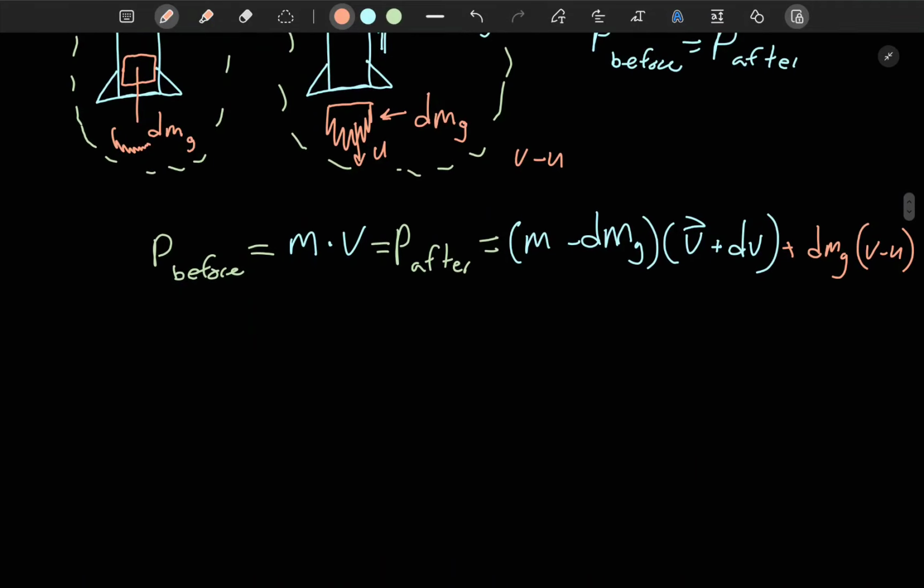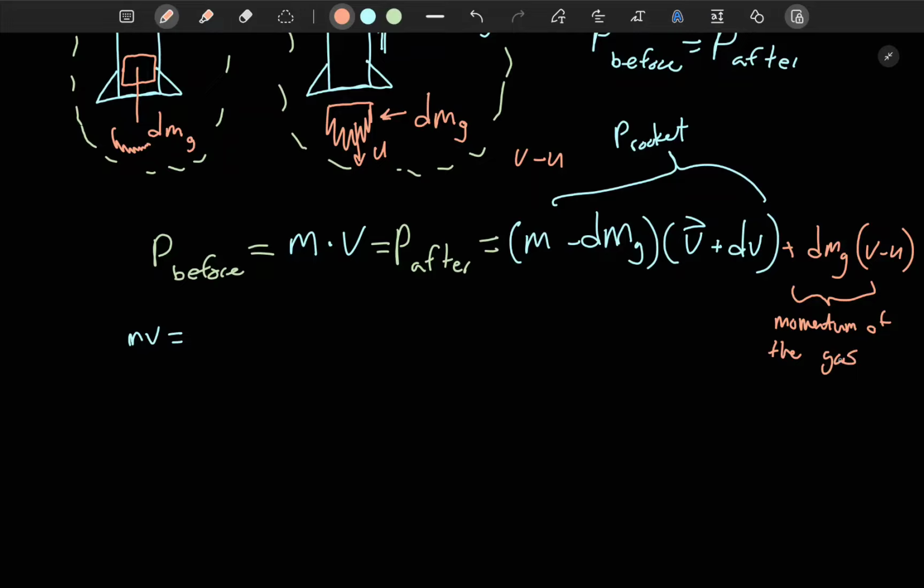So now, from here, we're going to need to expand. If we keep this side the same, mv is equal, and then we start expanding. Let me write down that this first half is the momentum of the rocket, and this part is the momentum of the gas. So let's work with this here.